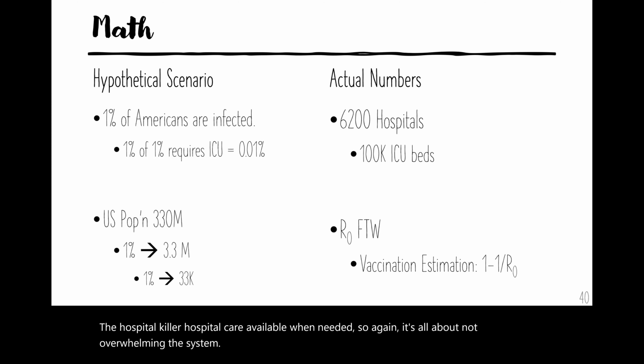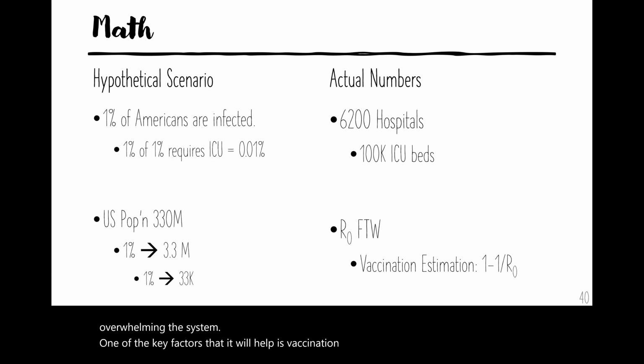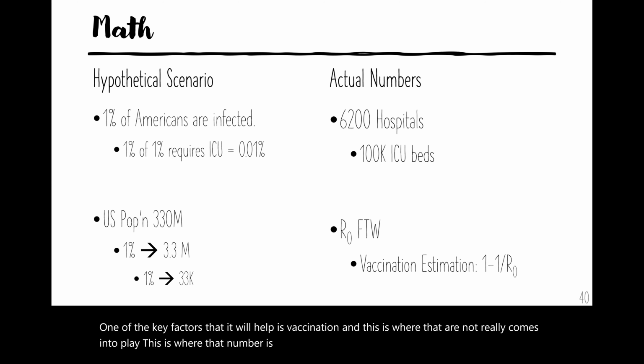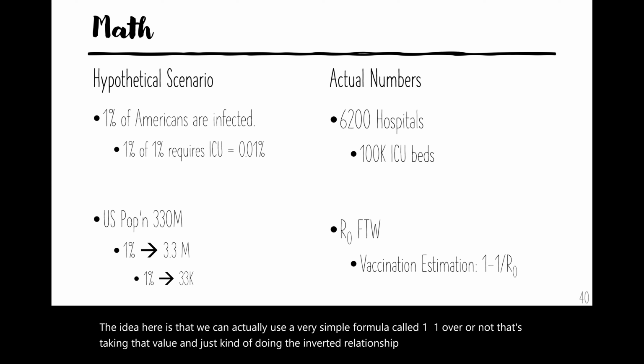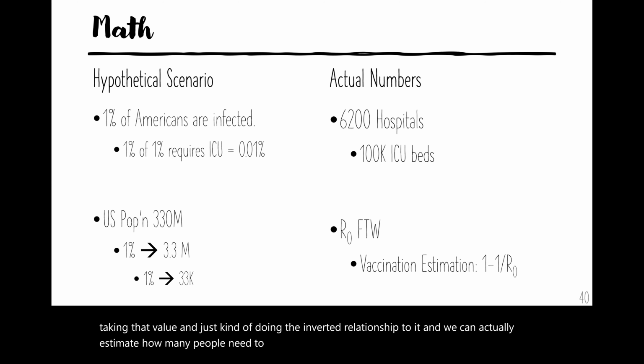Now, one of the key factors that will help is vaccination. And this is where that R naught really comes into play. This is where that number is very, very useful. The idea here is that we can use a very simple formula called 1 minus 1 over R naught. That's taking that value and doing the inverted relationship to it. And we can estimate how many people need to be vaccinated to prevent the further spread.